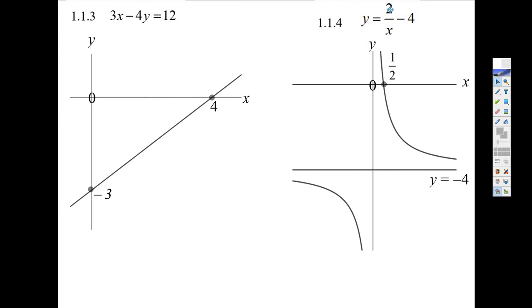Now you could go back and check this. 2 divided by something, 2 divided by a half. Well, a half goes into 2 4 times. 4 minus 4 makes y 0. When y is 0, that's the x-intercept.